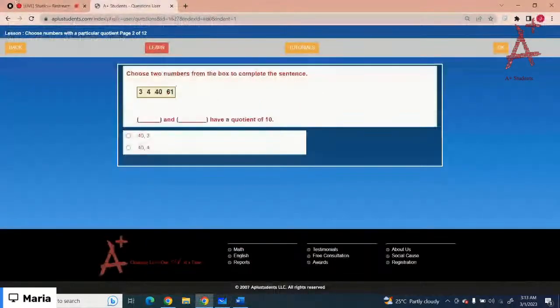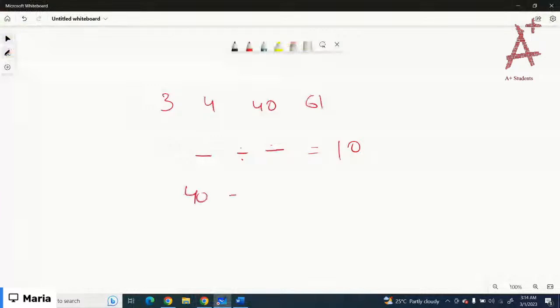40 and 3. Can you divide 40 by 3? No, you cannot divide 40 by 3. Just look at the second option, 40 and 4. Can you divide 40 by 4? 4 times what number is 40? 4 times 10 is 40. That means the correct option is 40 and 4. So we have to look for the numbers that have the quotient 10. So you can do these questions by these two ways.